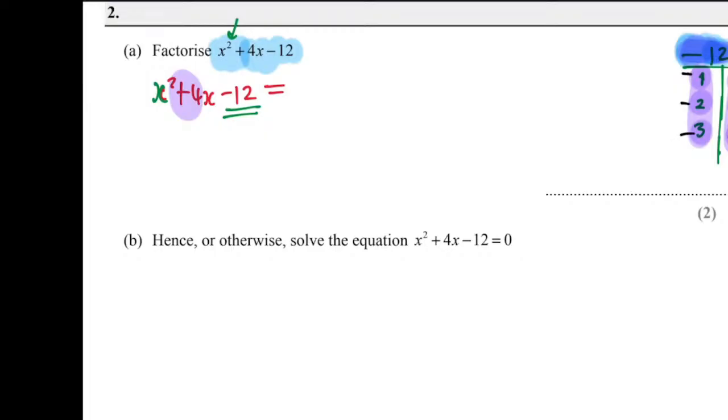Then you combine them and you see who will give you a 4. 12 minus 1, no. 6 minus 2, yes. 4 minus 3 is the 1, so it's out. So it's 6 minus 2. So we have our things. It's x minus 2 and x plus 6. You are done. Are we together?